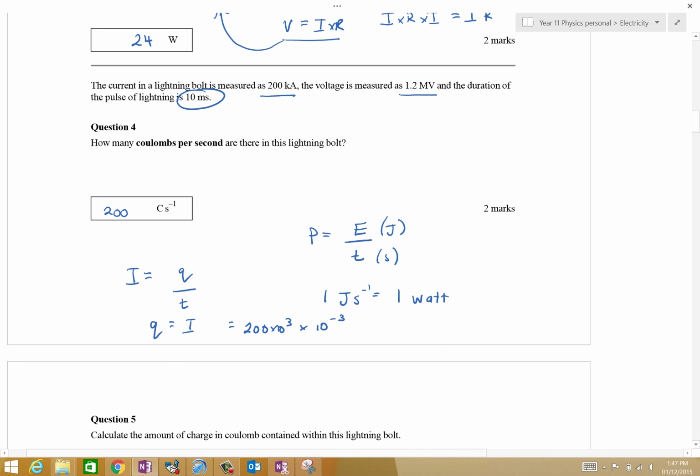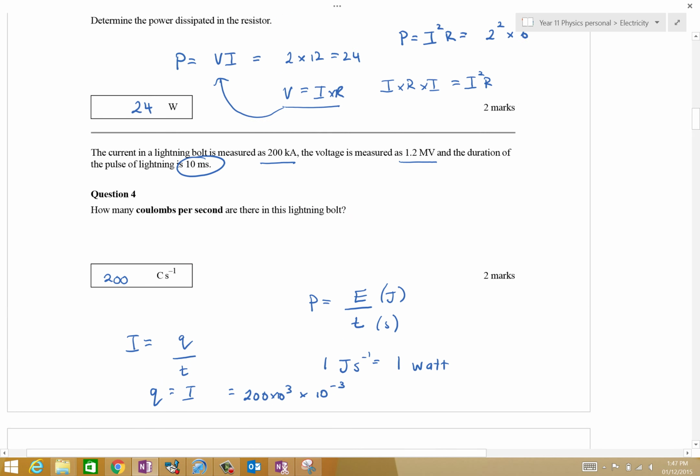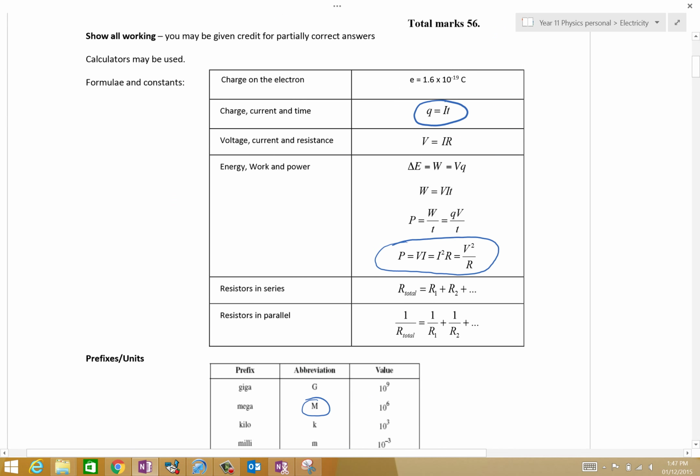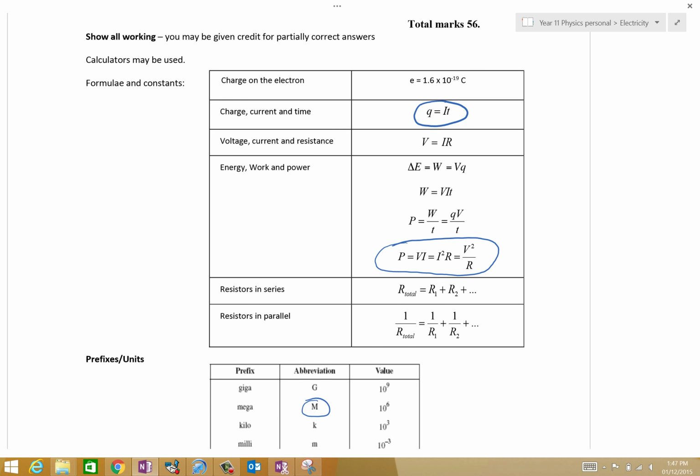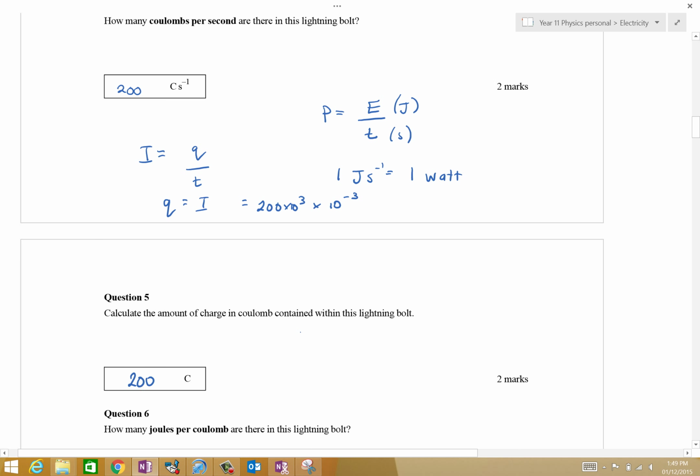Calculate the amount of charge in coulombs contained within this lightning bolt. Let's refer to our formula sheet. How many coulombs for the lightning bolt? How would we work that out? So we have 200 coulombs of charge contained within this lightning bolt.